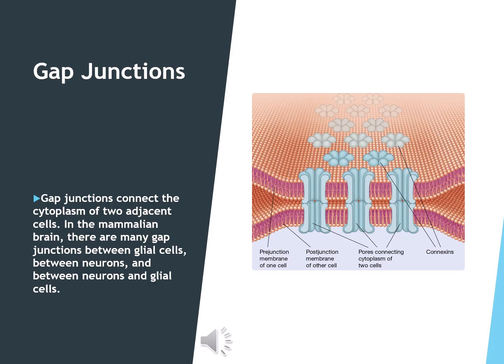The image here shows the cell membranes of two adjacent cells, and each membrane is a lipid bilayer with the strands of the layers facing each other and the spherical molecules on the other side. The layer facing the other cell is labeled the pre-junction membrane, and the other layer is labeled the post-junction membrane. So we have several cylindrical pores labeled the connexins, which connect the cytoplasm of the two cells.